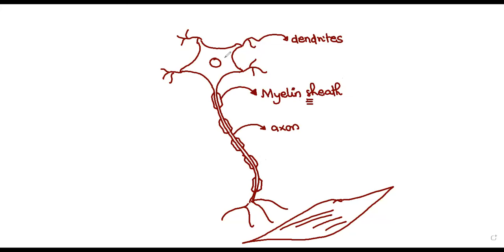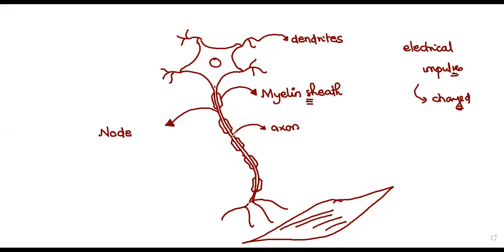Now, listen. Electrical impulses can skip insulators. Because they are charged particles, they don't like to be in contact with hydrophobic substances like the myelin sheath. Have I communicated? Yes. So when the impulses are coming from this direction and then they get here, you see these spaces between the myelin sheath, what are they called? How are they called? Node of Ranvier. The nodes of Ranvier, okay.